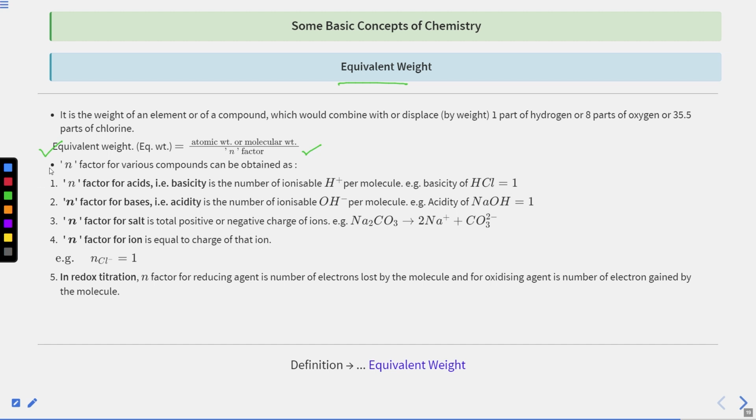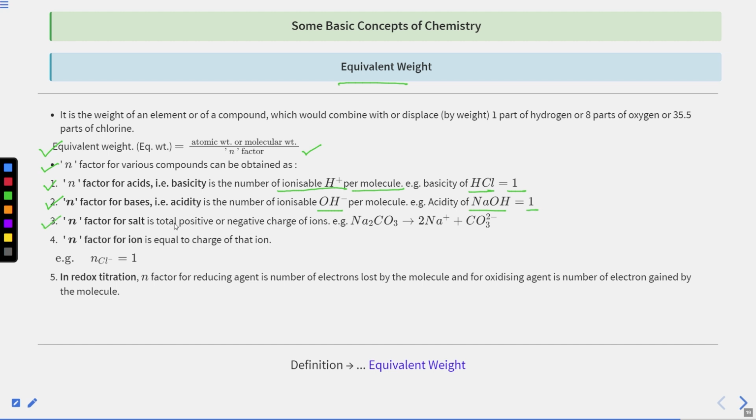What is the N factor? The N factor for various compounds can be obtained as follows. First, N factor for acids, that is basicity, is the number of ionizable H positive per molecule. For example, the basicity of HCl will be 1, so the N factor will be 1. N factor for bases, that is acidity, is the number of ionizable OH negative per molecule. For example, the acidity of NaOH will be 1, so the N factor is 1.